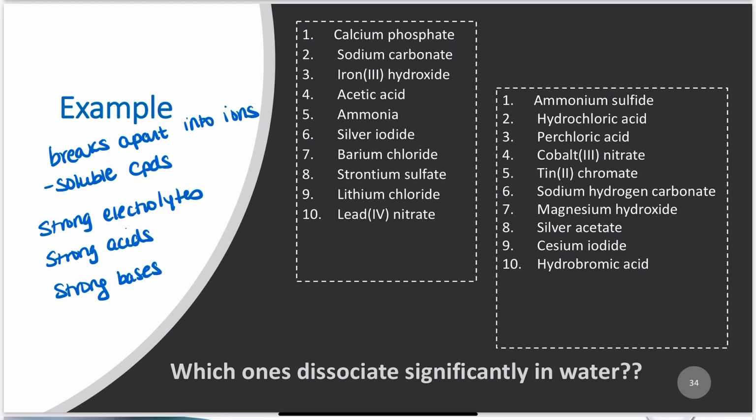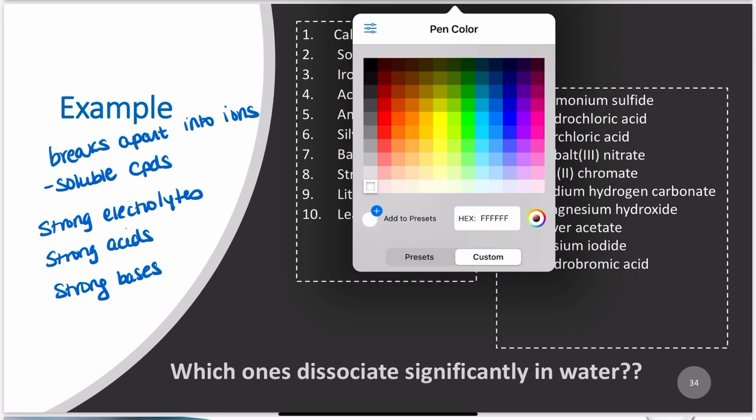Calcium phosphate. Do we remember the rules for our solubility rules? What do we know about phosphates? Phosphates are usually insoluble. Exceptions are group 1 cations and ammonium. This is not a group 1 cation or ammonium. So this is going to be a giant no. Let me change this to white so you guys can see it a little bit better.